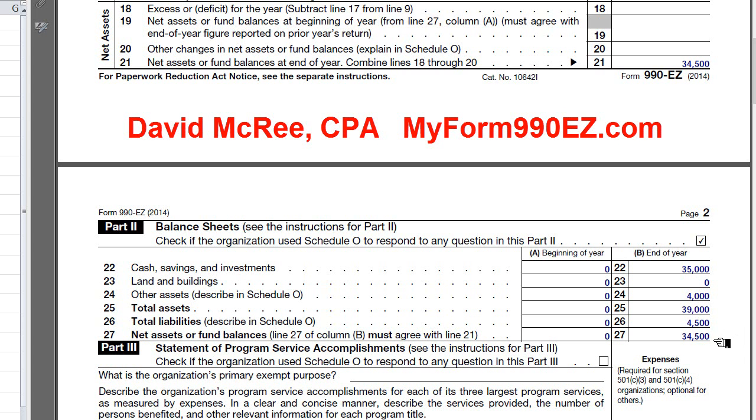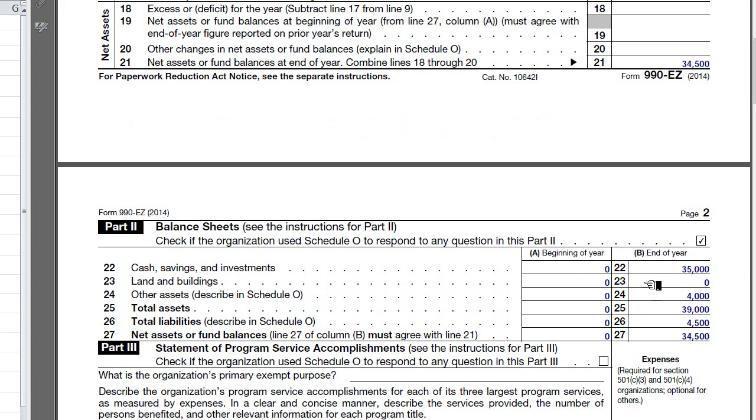$34,500. And you'll notice if you add lines 26 and 27 together, it equals total assets on line 25. That's how we know we're in balance. We're also going to need to check this box up here because we do need to attach an explanation, a description on Schedule O for our other assets and also for our total liabilities.